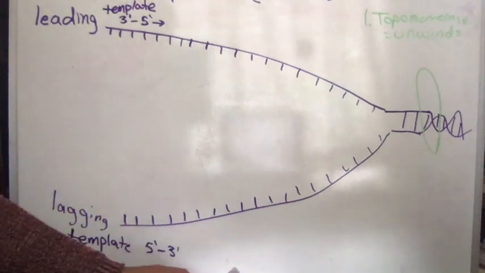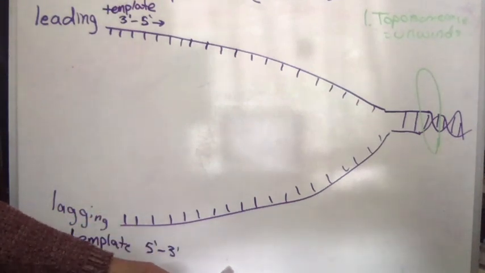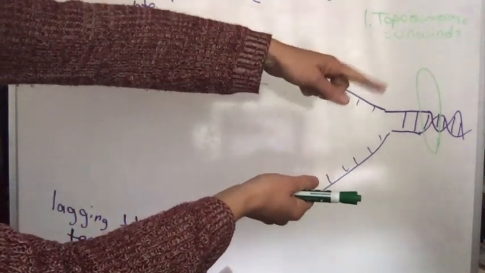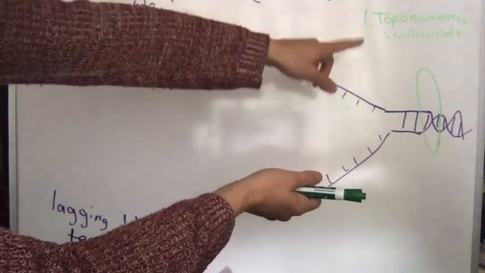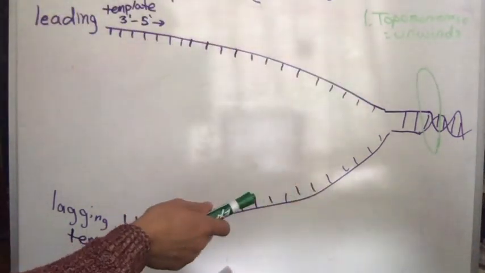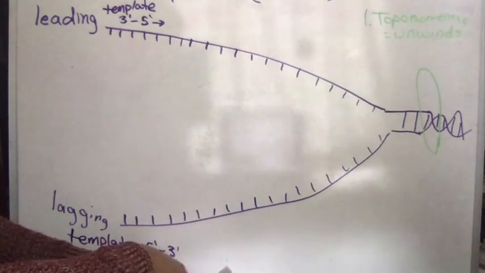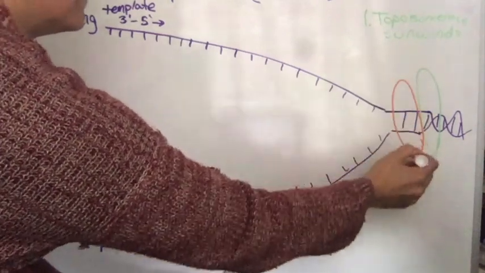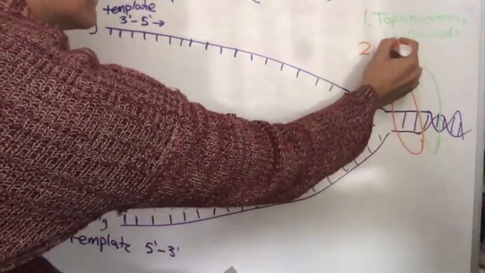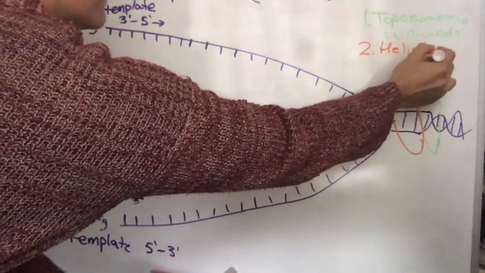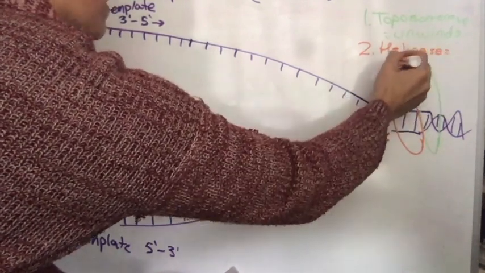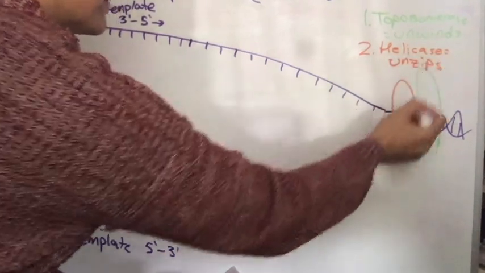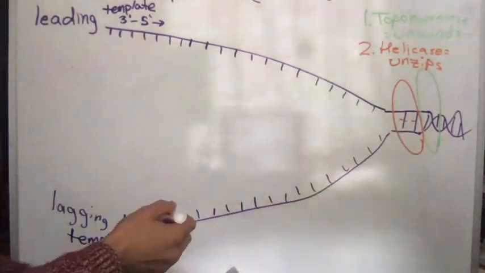Recall that unwinding essentially means it releases the tension on that coiled DNA. As you're opening up this double strand, that double-stranded DNA just keeps getting tighter and tighter. So the topoisomerase comes and relieves that tension of the coiled strands. Number 2, helicase. This breaks those hydrogen bonds. We call this unzipping, right? It breaks those hydrogen bonds between those nitrogenous bases.